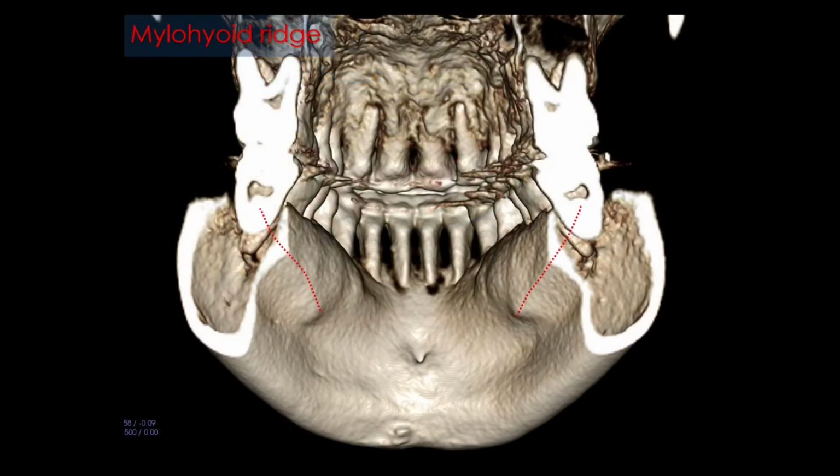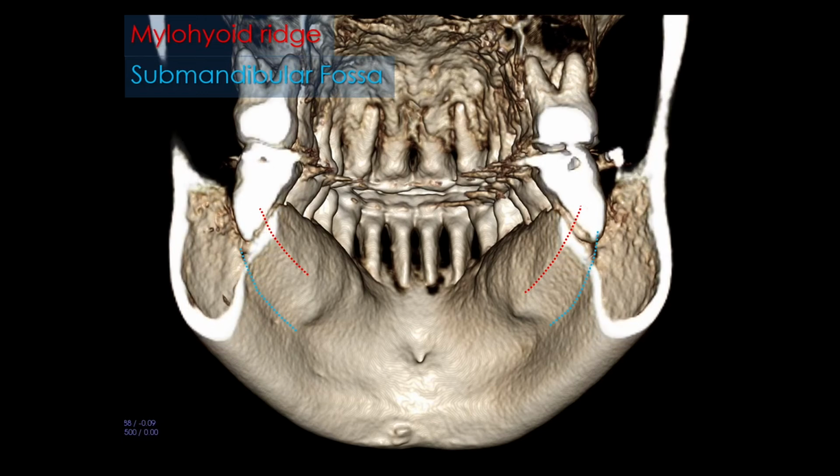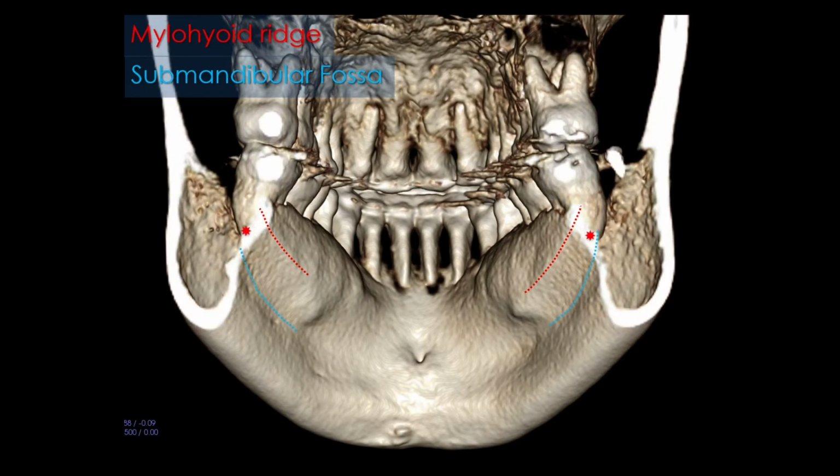Red lines show the mylohyoid ridge, and blue lines show the lower border of the submandibular fossa. At post-treatment, the root apices of the moved molars were away from the cortical bone of the submandibular fossa. However, the mylohyoid ridge and submandibular fossa become closer to the second molar roots as they go posteriorly and superiorly.